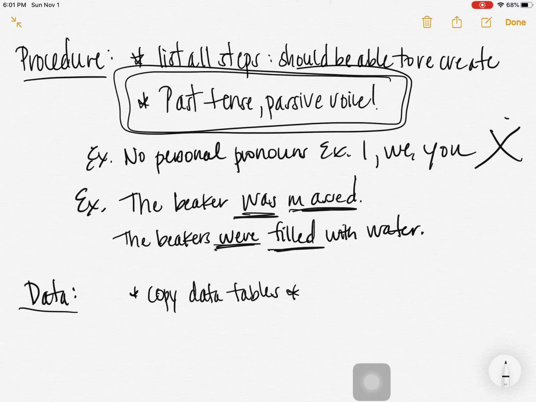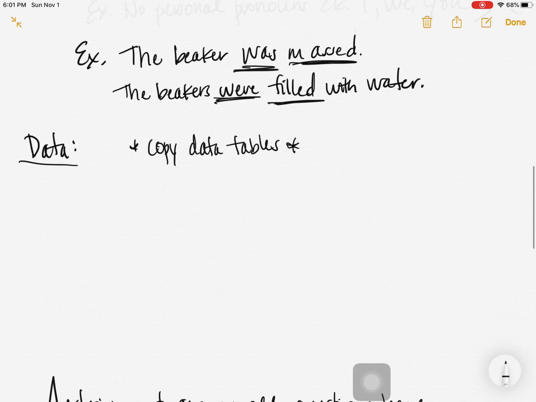There are no personal pronouns in either of these two sentences. They're both past tense, and in both situations, you're making the object do the work for you. You've taken yourself out of the equation, so to speak. So the procedure might be the hardest part for you to write initially because it's something you're not used to writing. You're going to describe all the steps that you did, but you're going to do so in past tense, passive voice, which can be a little bit tricky.